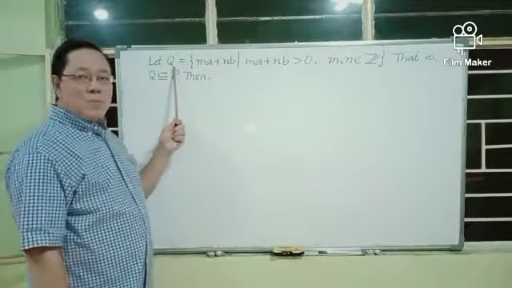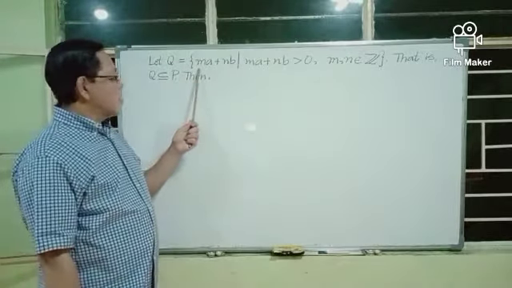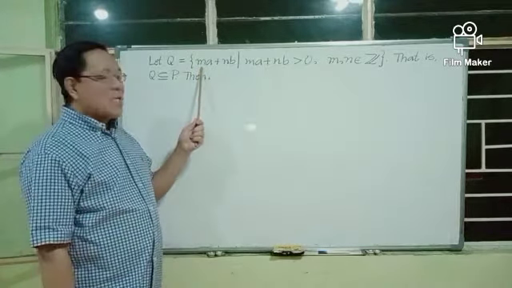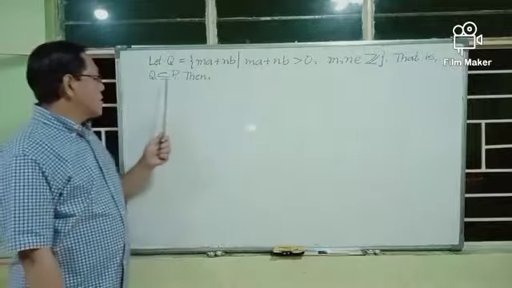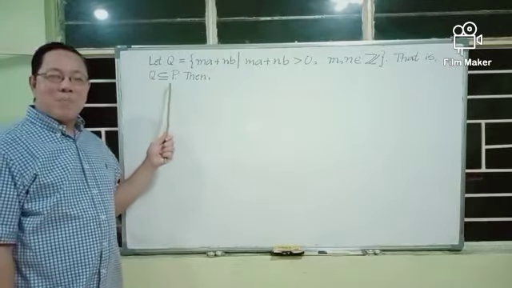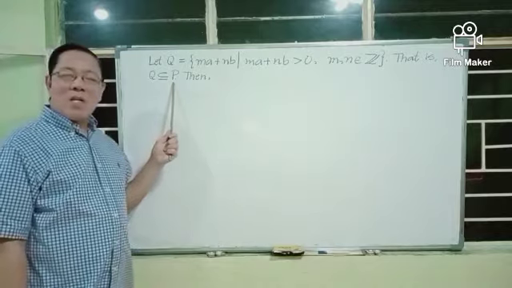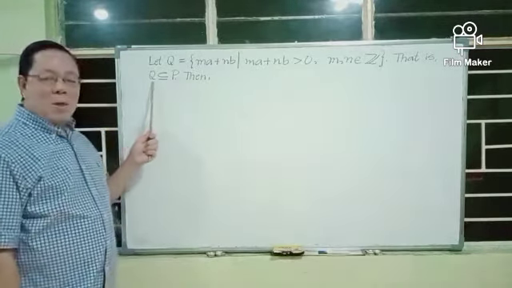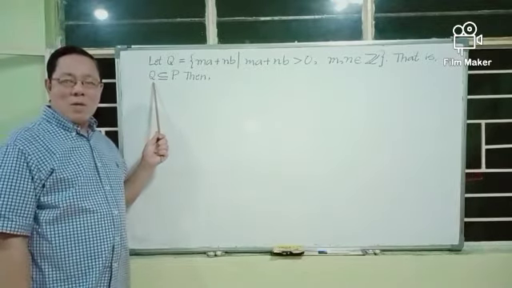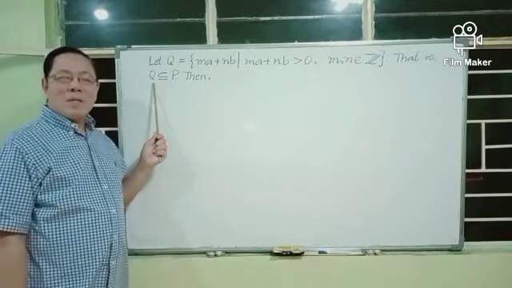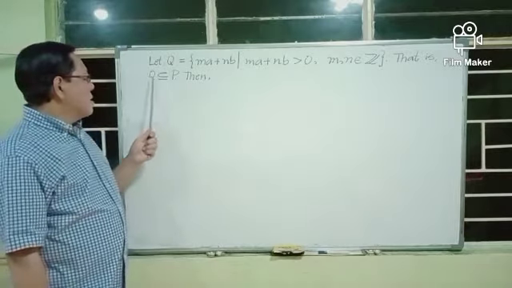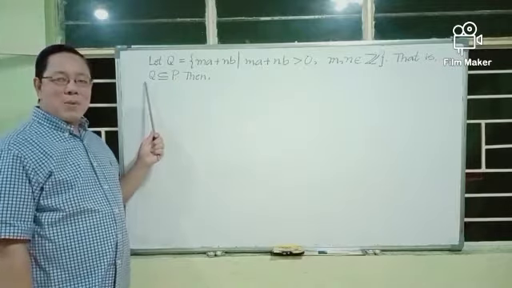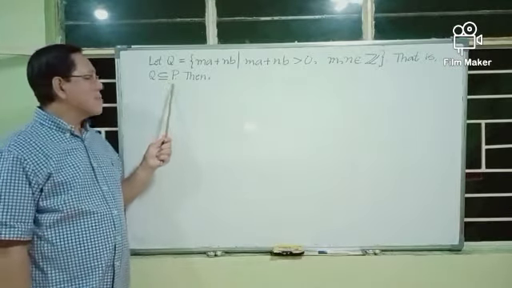Because Q contains only the positive integers, elements of set P, we say that Q is a subset of P, where P is the set of all linear combinations of the integers a and b. But Q contains only the positive elements of set P. And so every element of set Q is an element of set P, therefore Q is a subset of P.